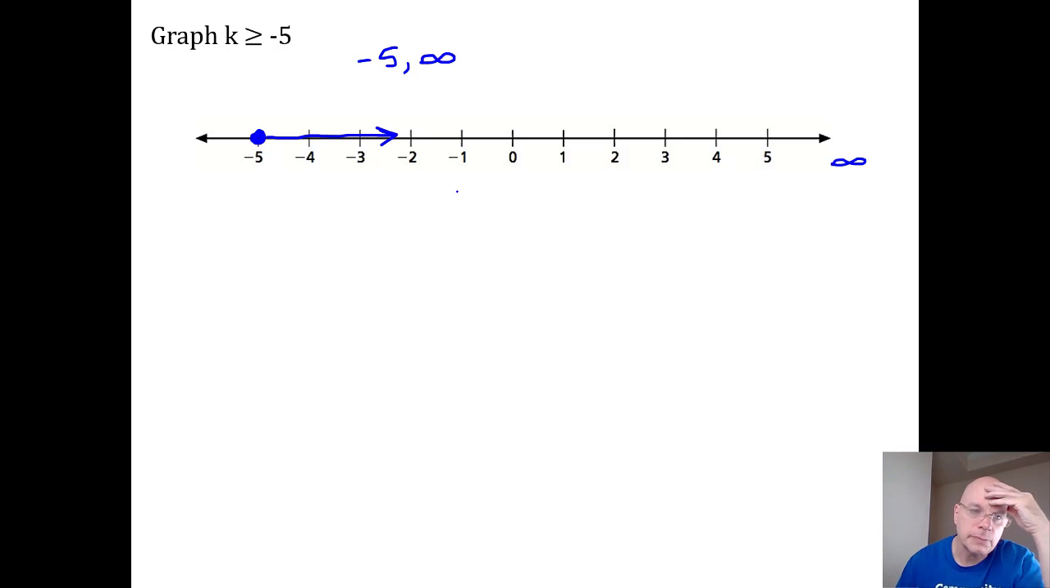Now, here's where the notation gets a little tricky. Brackets mean the value is included, just like the solid dot means the value is included. So I'm going to put a bracket around the -5 because the value of k could be -5. If I meant it starts at -5 but doesn't include -5, that's when I would use parentheses.